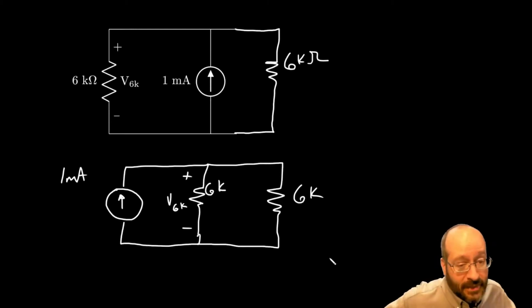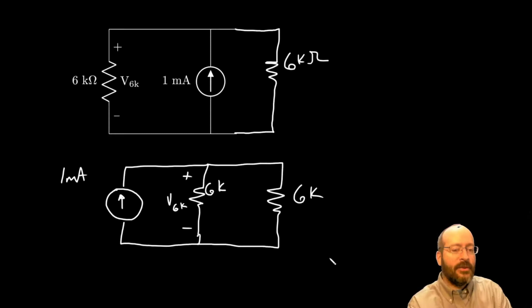We have something that looks like the current divider. Okay, and we have a current divider that has equal branch resistances. So we count the number of branches and we divide the current by that. So we got two 6K branches. Each one is going to get 500 microamps. If you don't see that, that's okay.